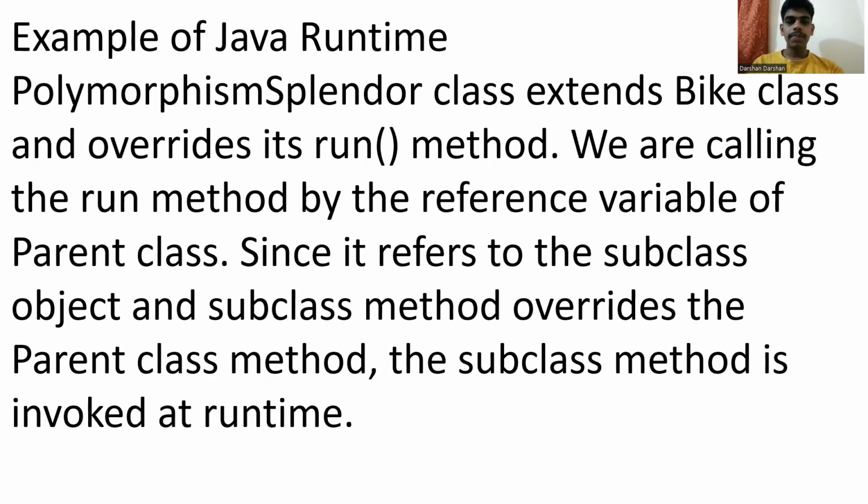So, example of runtime polymorphism. You can see a Splitter class extends Bike and overrides its run() method. We are calling the run method by a reference variable of the parent class. Since it refers to the subclass object and the subclass method overrides the parent class method, the subclass method is invoked at runtime. So this can be the example of runtime polymorphism.